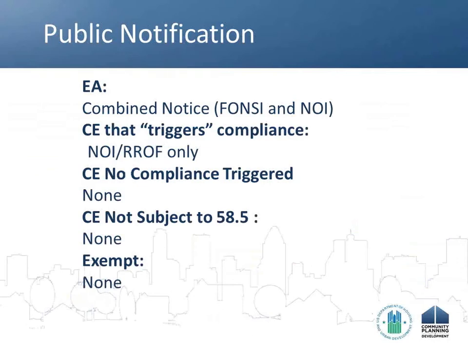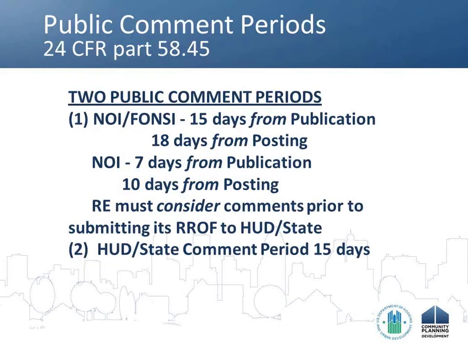So for public notification, again, exempt and CENST, you have none. When there's CENST subject to, and you go through all the related laws, so you find out there's no wetland, no floodplain, it's not historic, basically got a clean bill of health environmentally, you can then convert that over to exempt, and you don't have to publish those, and you don't have to do your notice of intent and request for release of funds. Now, if something's triggered, then you have to do that. And if it's an EA, you have to combine and do the FONSI and the notice of intent to request.